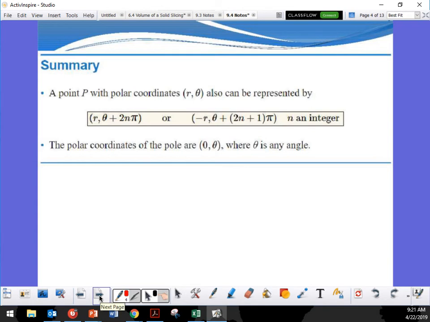Point P with polar coordinates r, theta can be represented by r and theta plus 2 pi, or 2n pi. That means it's basically coterminal. It's going to be adding another whole revolution back to that spot, right? So whatever my angle is, add 2 pi is going to give me my next one, and however many times n I go around, where n is an integer, so I could do the same thing from a negative. Polar coordinates of the pole are 0 and theta, where theta is any angle.